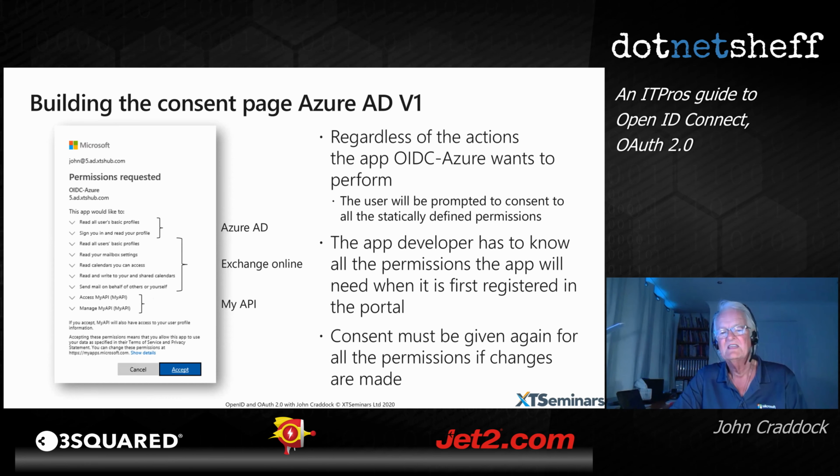The other thing is the app developer needs to know all the permissions the app requires right at the front when they first register the app. If they change the permission set, then a user's got to reconsent to everything again. Okay, so that was the V1 permissions.